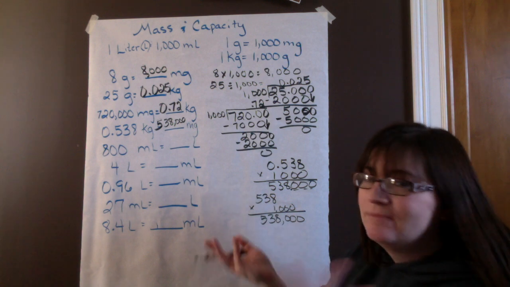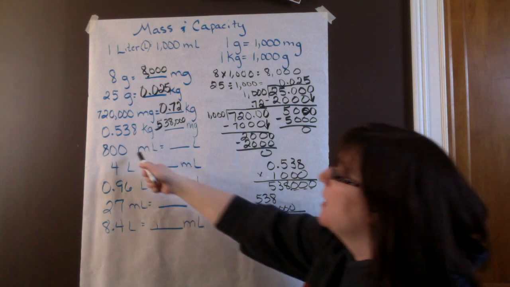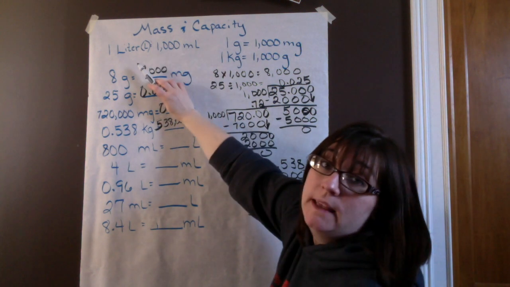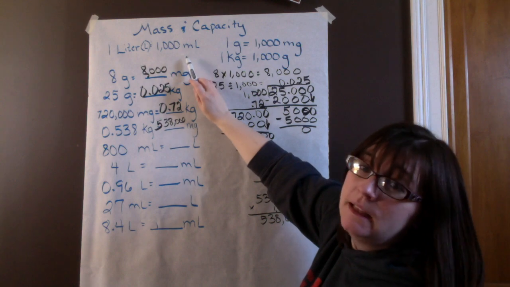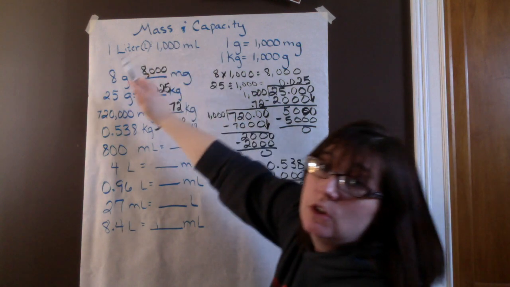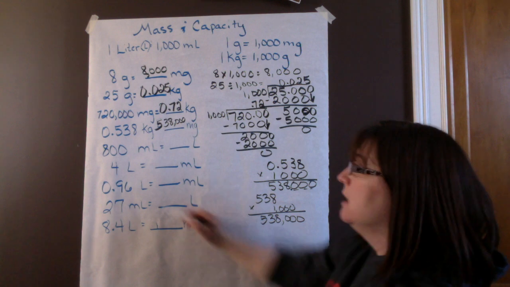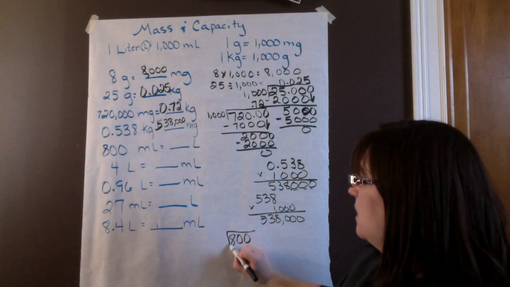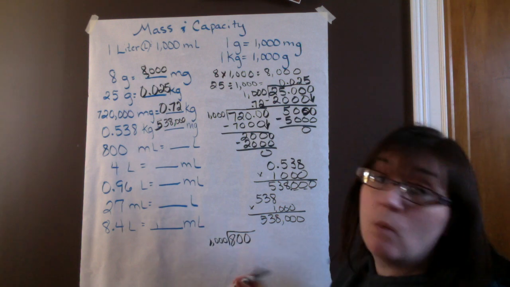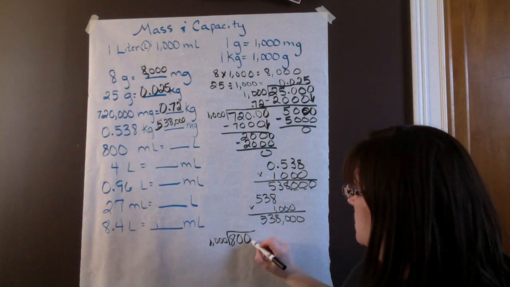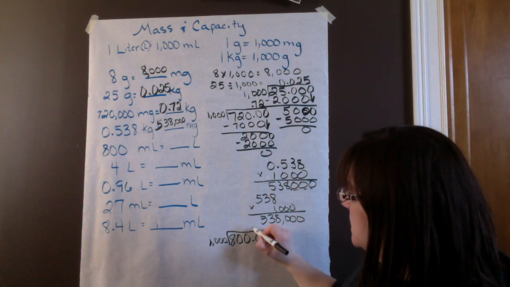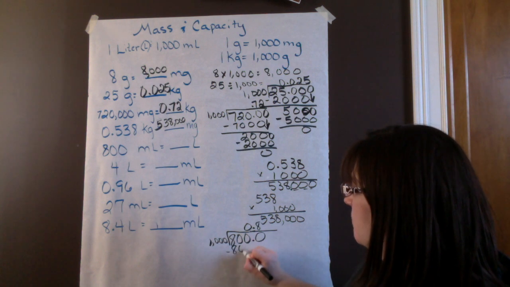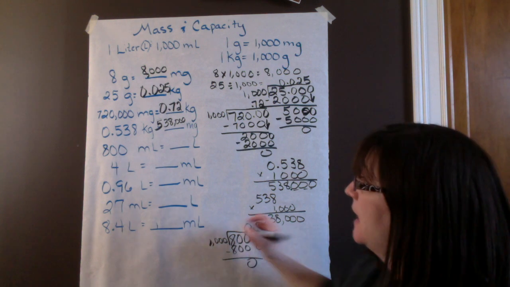Okay, now let's switch over to milliliters and liters. It's the exact same thing. I just changed the letters on my label. Okay, so 800 milliliters equals liters. So since 1 liter equals 1,000 milliliters, and I'm going from milliliters to liters, I'm dividing instead of multiplying. So I'm going to divide 800 by 1,000, which I cannot do. So I'm going to have to attach a decimal and a 0. And that works.